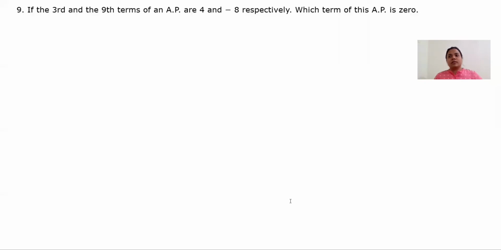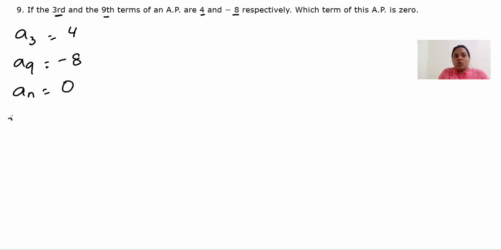Let's move to the ninth question. If the third and the ninth terms of an AP are 4 and minus 8 respectively, which term of this AP is 0? So in this, the third term is given as 4 and the ninth term is given as minus 8 respectively. Means the first number goes with the first thing, and the second with the second thing. So A3 is given as 4 and A9 is given as minus 8. Which term of this AP is 0? It means AN is given as 0.